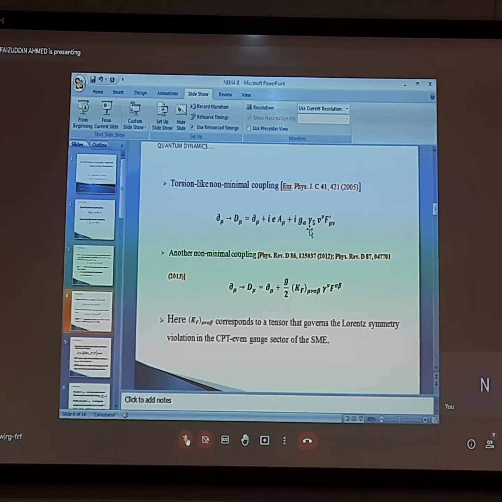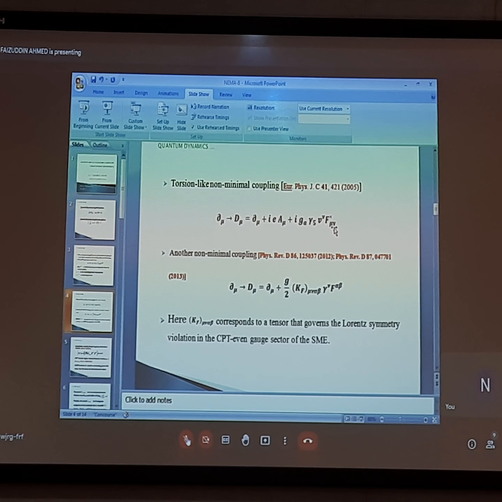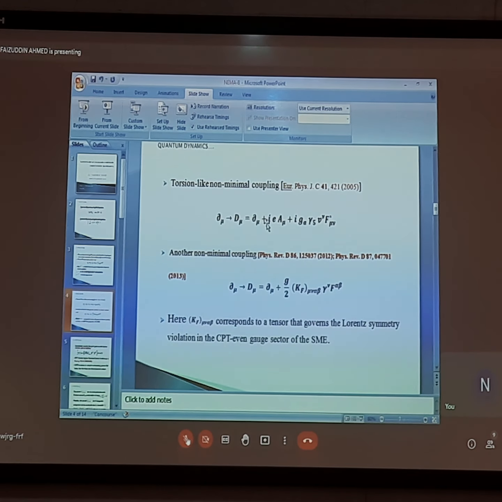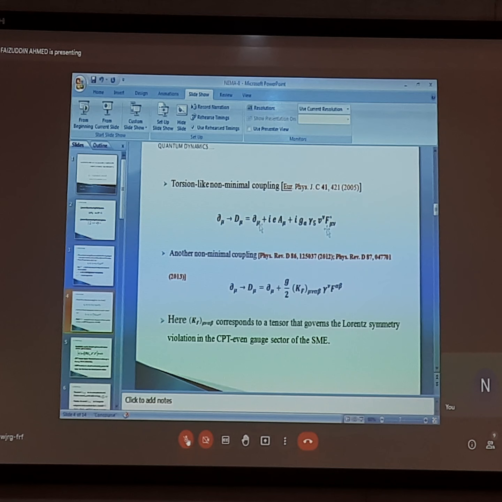For the torsion-like non-minimal coupling, another was given in 2005 by minimal substitution of this partial derivative. Here gamma is the fixed gamma matrices, and V and F_mu are as mentioned earlier. So this is for the torsion-like nonlinear coupling. Then one can study the fermions by replacing this four-vector with this one.